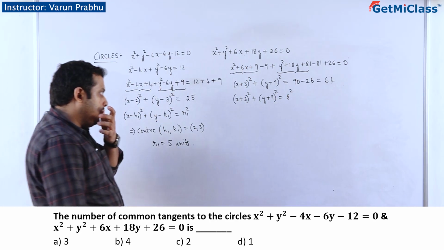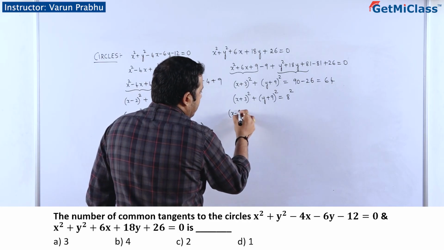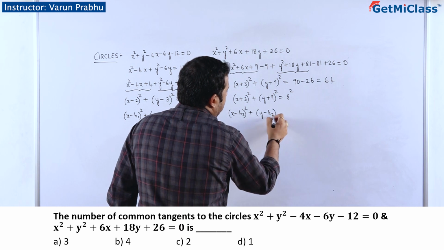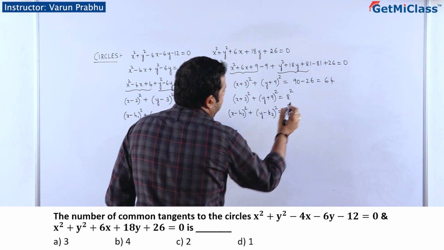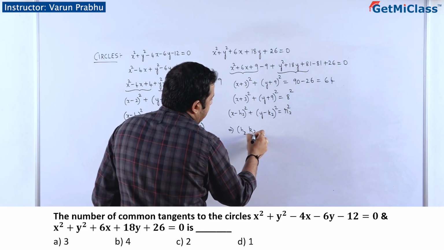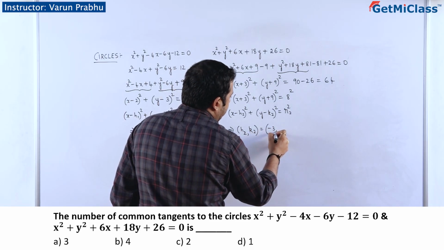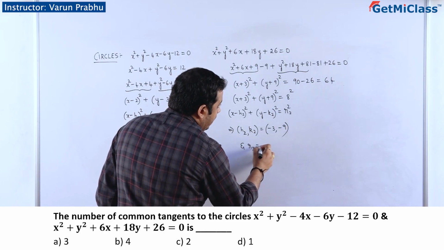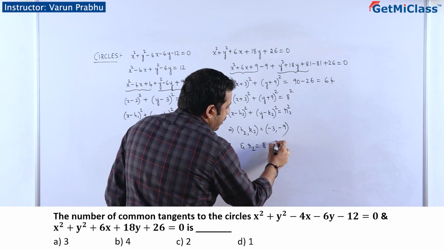Now if you compare this with (x − h2)² + (y − k2)² = r2², the center (h2, k2) is (−3, −9), and the radius r2 is 8 units.